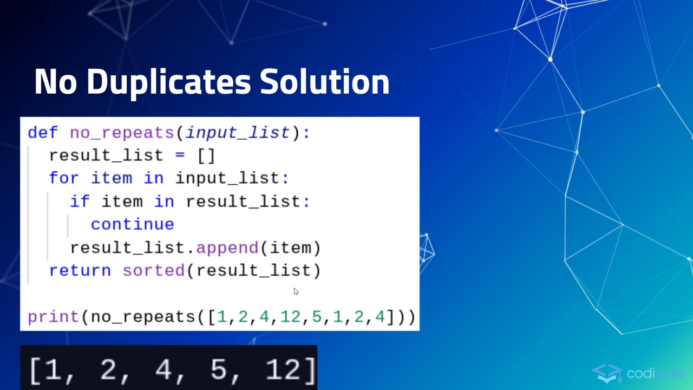We can test our code with a sample list, no repeats. Then our list will have 1, 2, 4, 12, 5, 1, 2, 4. 1, 2, 4 are repeats, so they should not be included twice in the list. And we see that they're not included twice in the list. There's only one occurrence. And this is also in increasing numerical order, so it is sorted as well.